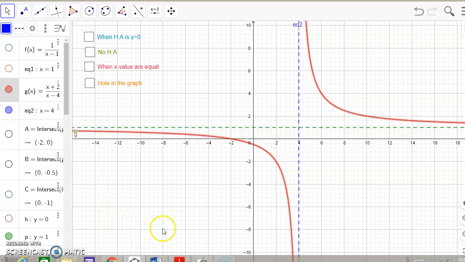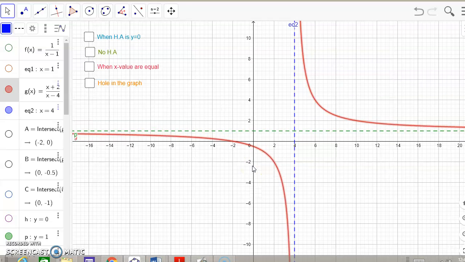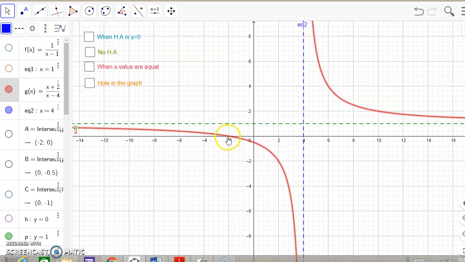This time, we not only have a y-intercept, we also have an x-intercept. Now take a look at this x-intercept. It's crossing the x-axis at -2. And there's my point. Okay, so that's my x-intercept. Look at our equation. If you place a -2 in this equation, what do you get?